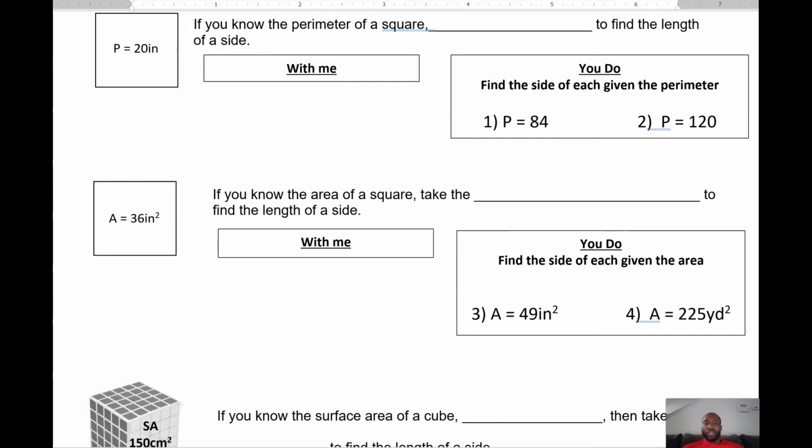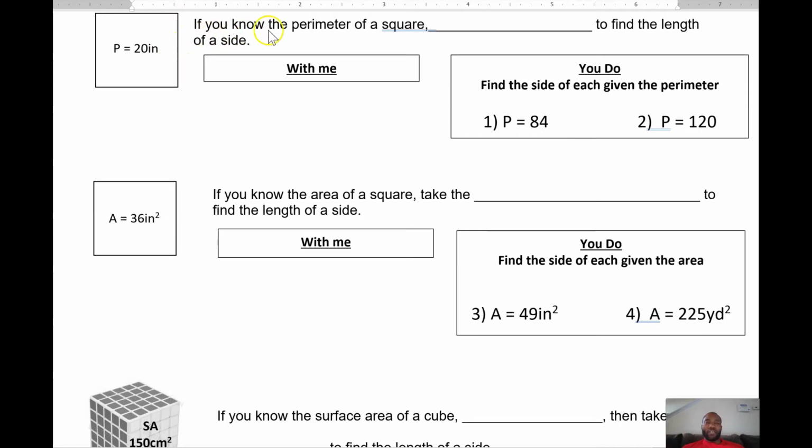All right, so yesterday we spent our time going over the different equations: perimeter, area, surface area, and volume of squares and cubes. Today we're going to apply them in several different problems. So let's look at the first problem. These notes are going up on my website, so you'll have access to this particular page of notes.